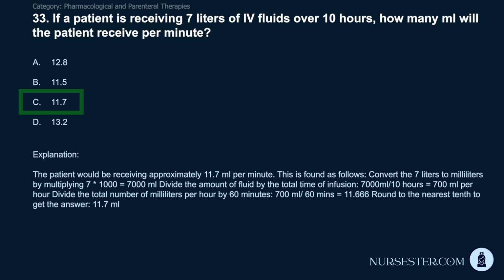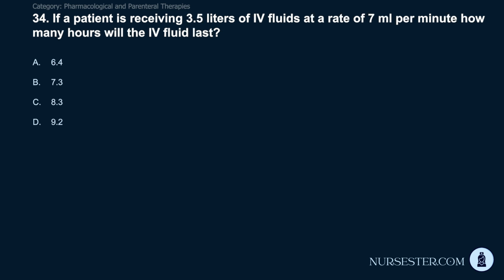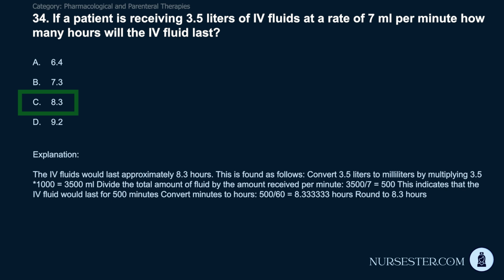11.7 milliliters. 34. If a patient is receiving 3.5 liters of IV fluids at a rate of 7 milliliters per minute, how many hours will the IV fluid last? A. 6.4. B. 7.3. C. 8.3. D. 9.2. Correct answer, C. 8.3. The IV fluids would last approximately 8.3 hours.